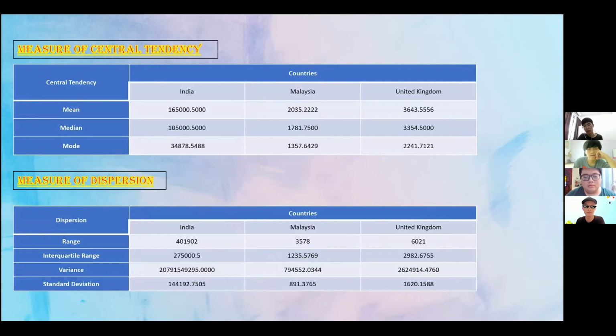Followed by the next country, which is the United Kingdom, which has the range of 6021, interquartile range of 2982.6755, variance of 2,624,914.476, and the standard deviation of 16,201.1588.